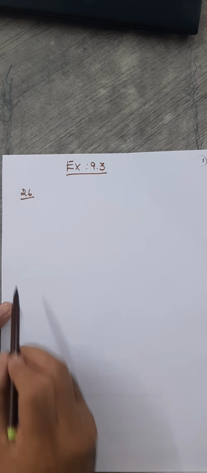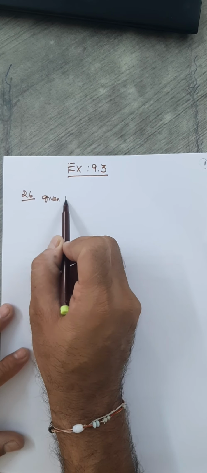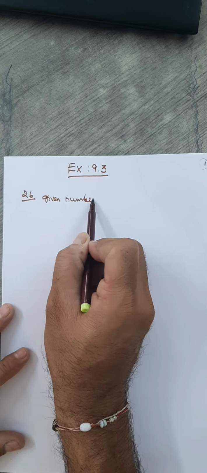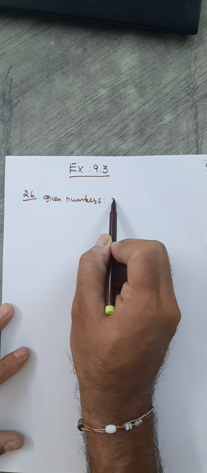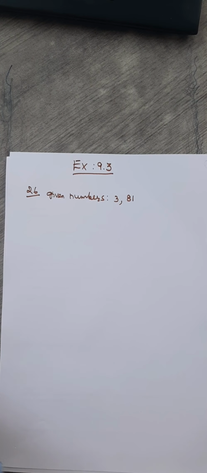Exercise 9.3. We continue with question number 26. You are given two numbers. Please read the question. Given numbers be 3 and 81. What we want? We want two numbers between these two.